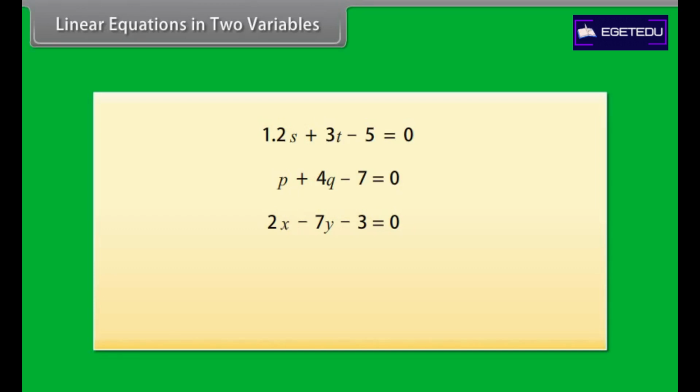So any equation which can be put in the form ax + by + c = 0, where a, b and c are real numbers and a and b are not both 0, is called a linear equation in two variables. Example.